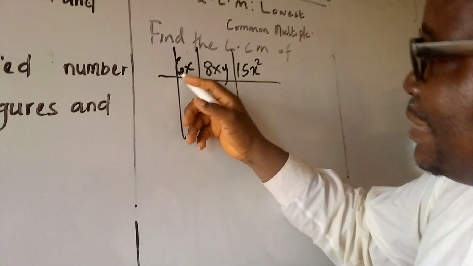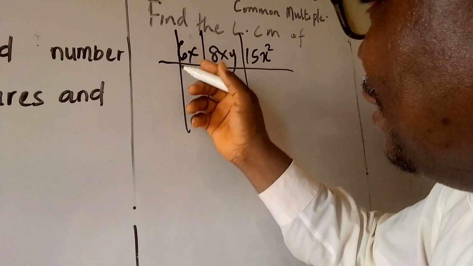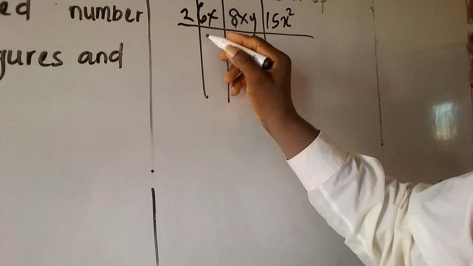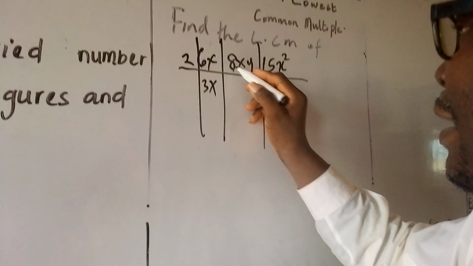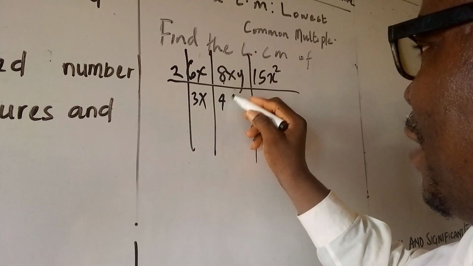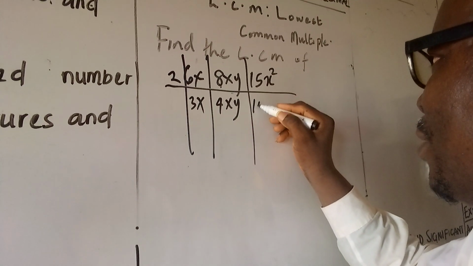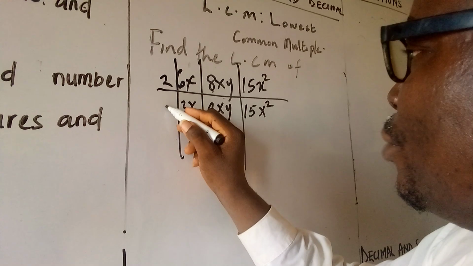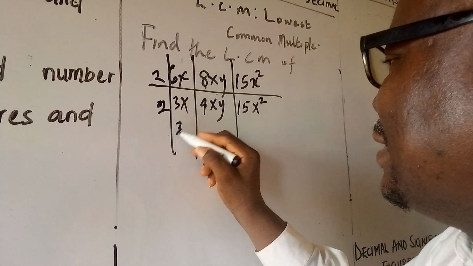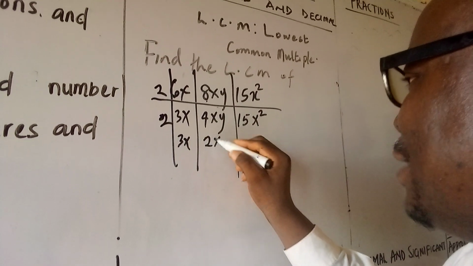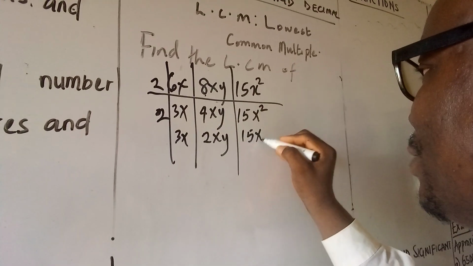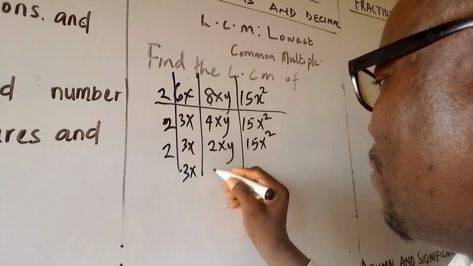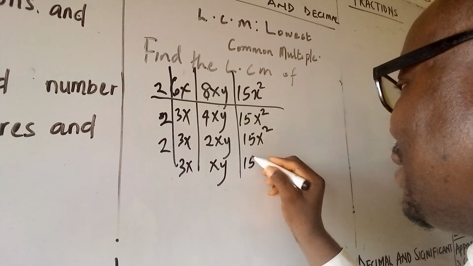Look, 6 is here, so that means it's an even number. 8 is here. So let's say 2 can go in 6x, it will give me 3x. In 8xy, it will give me 4xy. In 15, 2 can't go, so I write my 15x squared. We have an even number here, so 2 can still go. So 2 goes here, it is 3x, because it can't go here, it is 2xy, and here is still 15x squared. 2 can still go here, so here is still 3x, here is xy, and here is 15x squared.